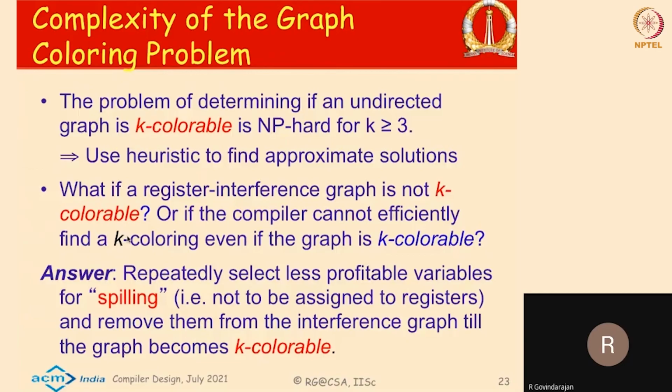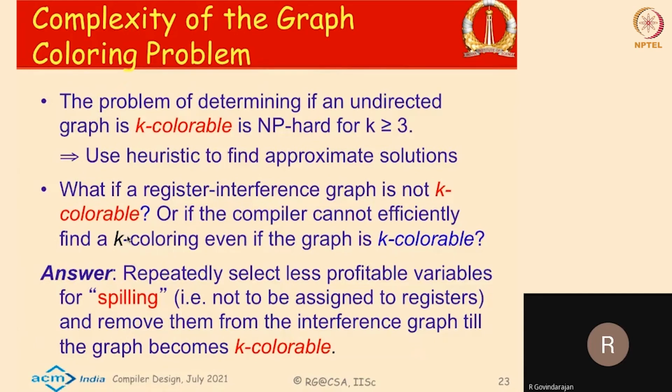And when you spill them, what does it mean to spill them? It essentially means that those variables are going to reside in memory. The remaining variables are the ones which would be colored, which would be given registers. So you have to spill as few variables as possible so that the remaining graph becomes k-colorable. So essentially, you look at the graph and see whether it is k-colorable. If it is not, pick one of the nodes which is less profitable, spill that, and then see whether the remaining graph can now be colored using k colors. If that is not the case, you iterate through this process until you get a k-colorable graph.